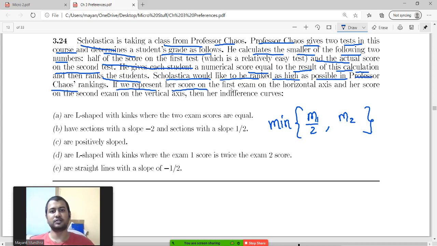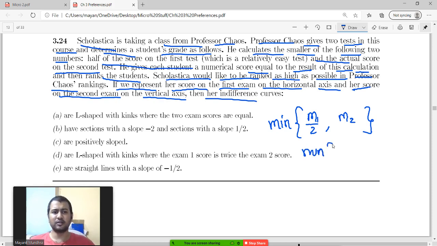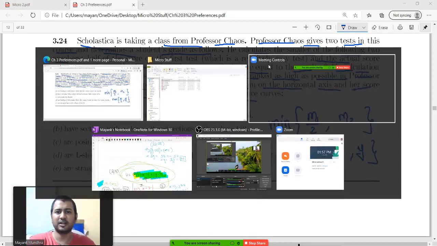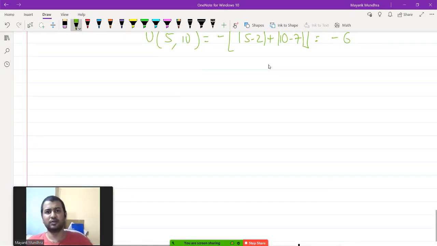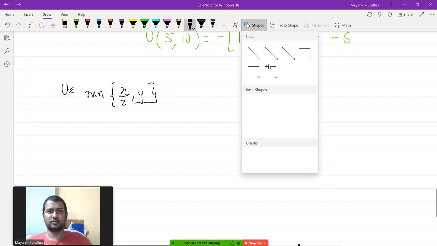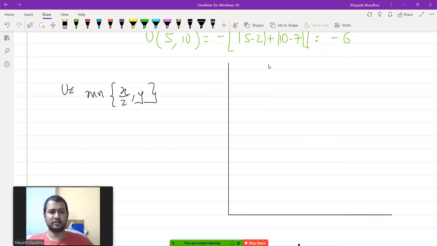If we represent her score on the first exam on the horizontal axis and her score on the second exam on the vertical axis, then her indifference curve. So this is just min of x by 2 comma y. Okay, x by 2 comma y वाला है ये. So min of x by 2 comma y प्लॉट करना है, हमको आता है कैसे प्लॉट करना है. We already know how to plot this. Utility equals to min of x by 2 comma y. Okay, so this is your ICs.